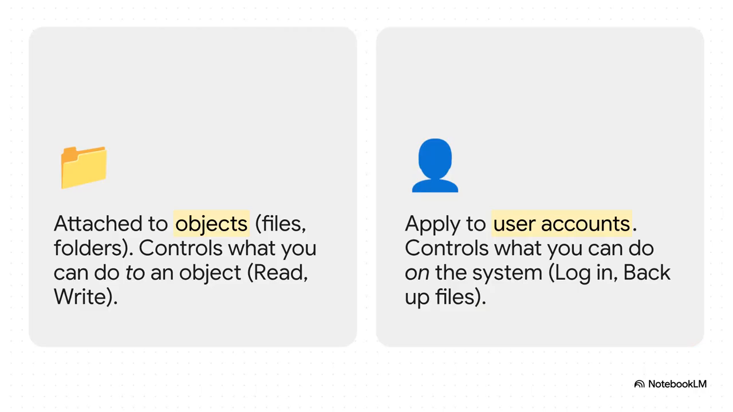Now, here's a really crucial distinction that a lot of people mix up. The rules on that ACL are called permissions. They're all about what you can do to a specific object, like read a file or modify a folder. This is totally different from user rights, which are about what you can do on the system as a whole, like shutting down the computer or backing up files. So permissions are on the door of the room, rights are your general superpowers.